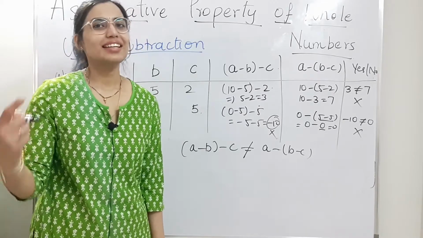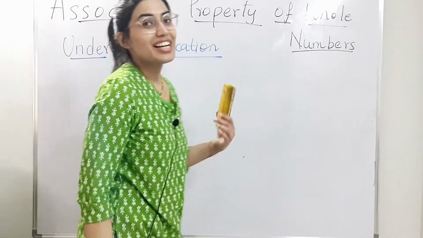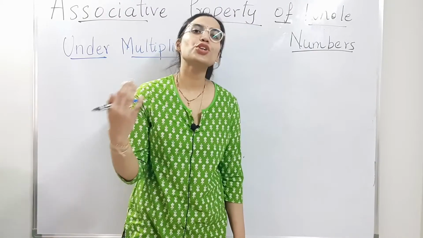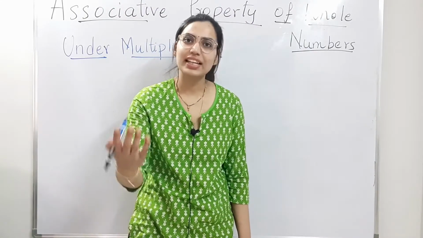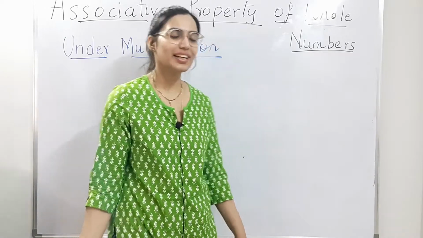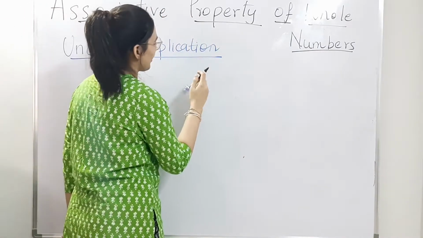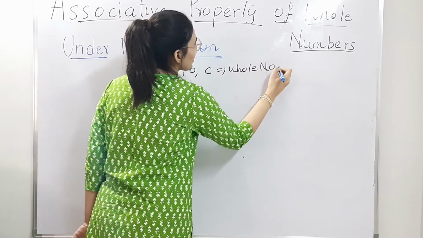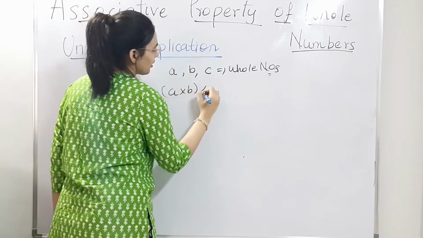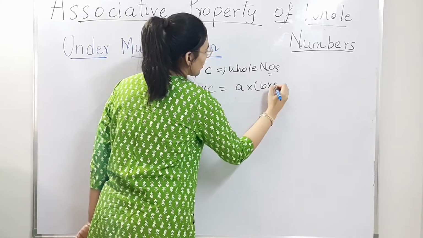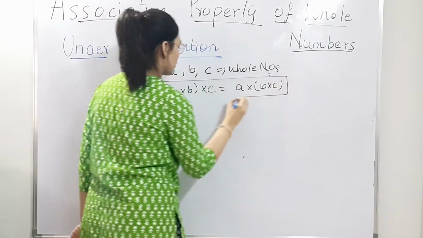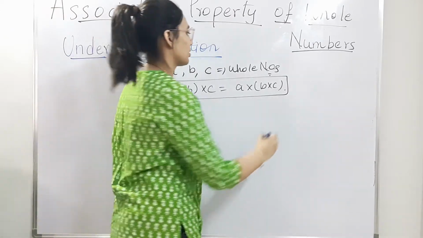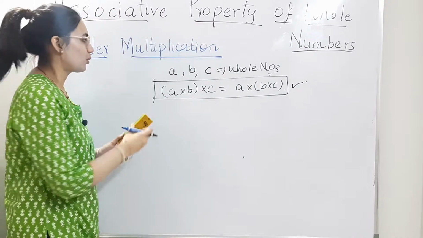Now let's see the associative property under multiplication. The associative property of whole numbers under multiplication states that no matter how you group three or more numbers, you will get the same result. It's like addition. It says that if A, B and C are three whole numbers, then (A into B) into C is equal to A into (B into C). This is what we will be proving now.